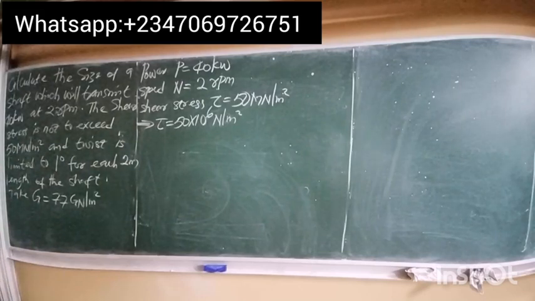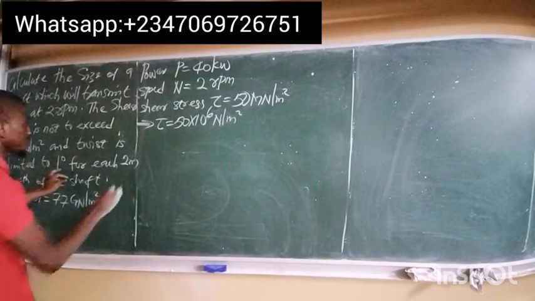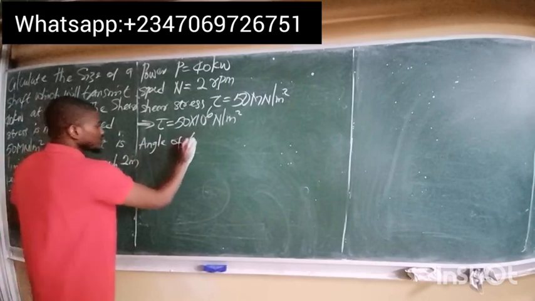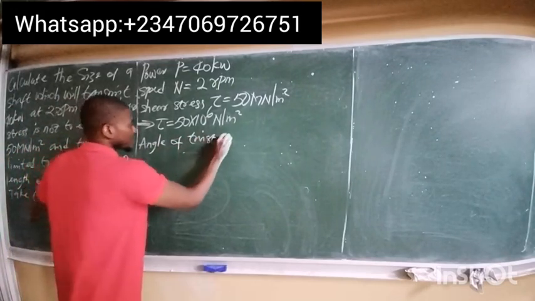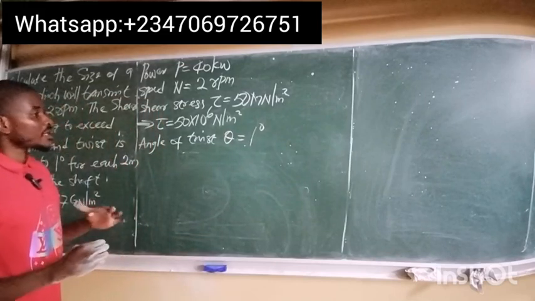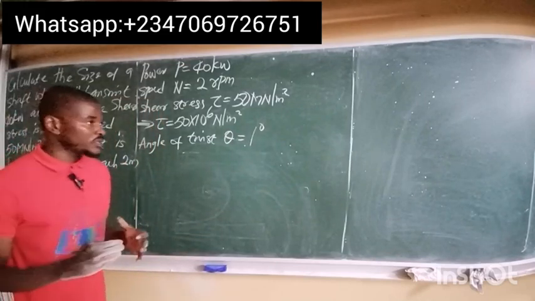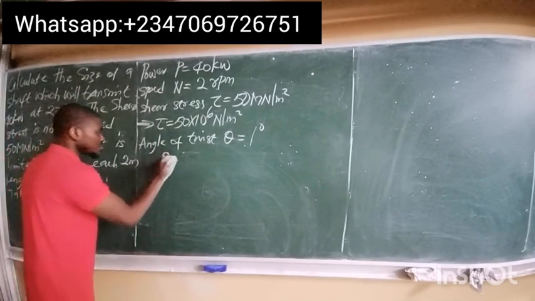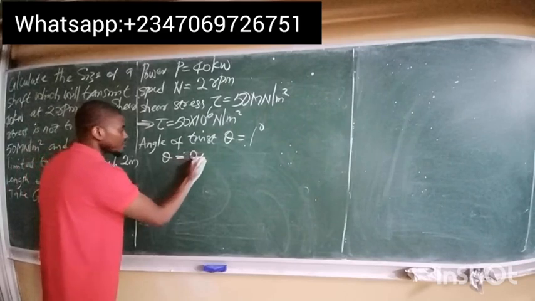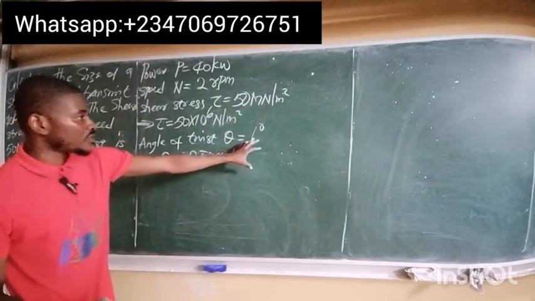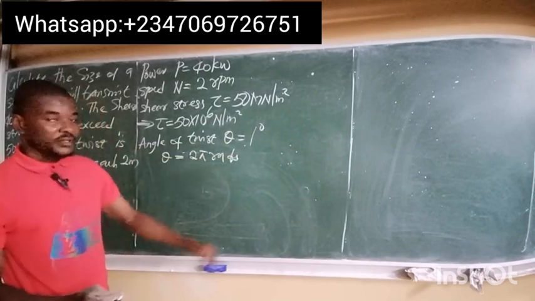We are also given the angle of twist. Angle of twist theta was given as 1 degree, and of course you know that we always have to convert the angle of twist to radians. So converting theta to radians, theta is equal to 2 pi in radians. The angle of twist 1 degree is equivalent to 2 pi in radians.